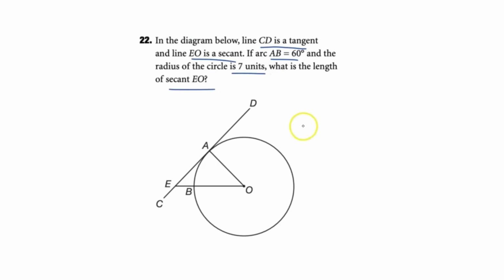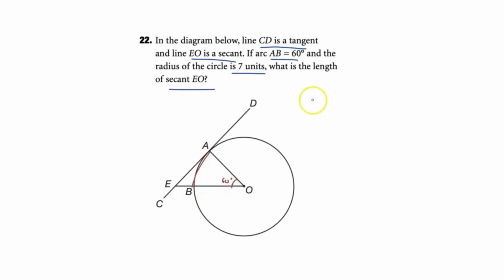So for this problem, let's first look at what is given. Arc AB is 60 degrees. And by the way, there's multiple ways to solve this. It's just my way. If arc AB is 60 degrees, so this arc right here is 60 degrees, well, then we can just extrapolate that this angle AOB is also 60 degrees.